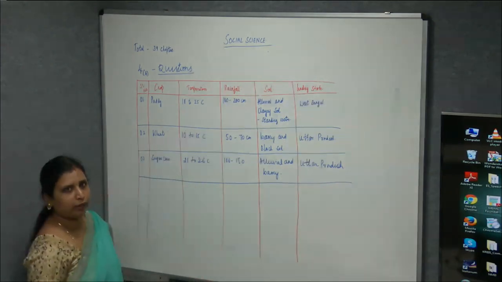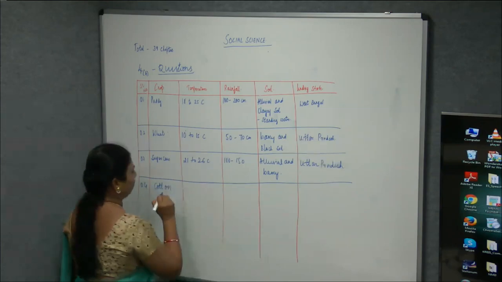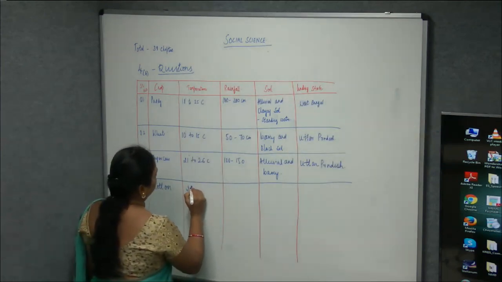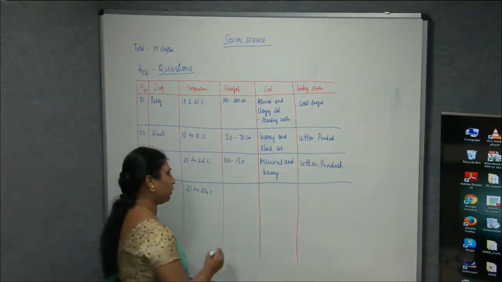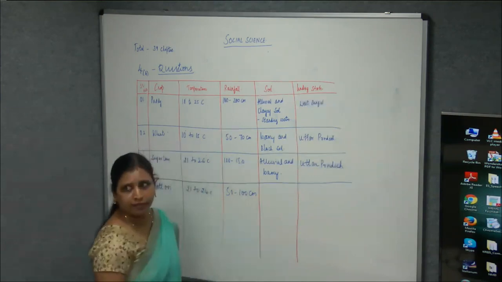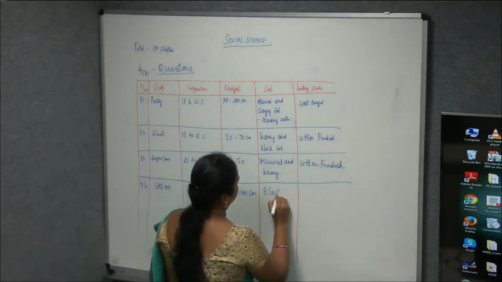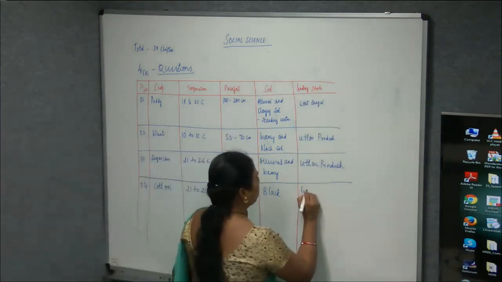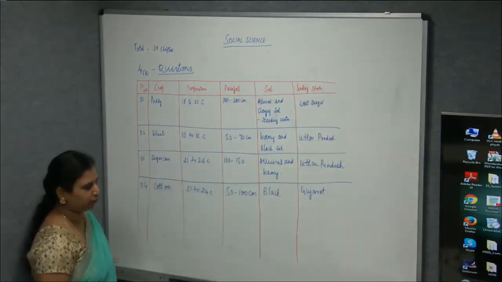So next we have cotton. Cotton requires 21 to 24 degree Celsius, and 50 to 100 centimeters of rainfall. Then we need black soil for growing cotton. Which is the leading state? Gujarat. So the leading state is Gujarat.